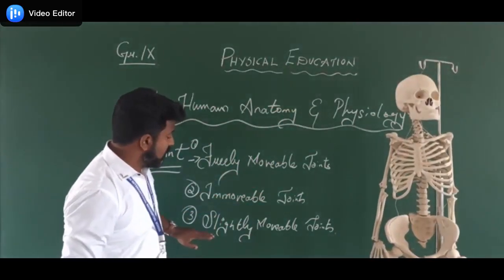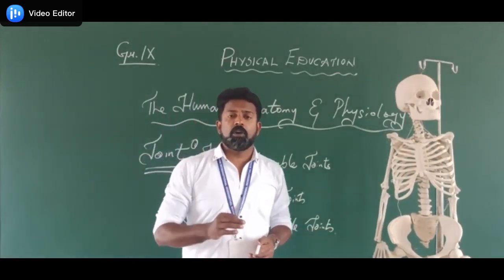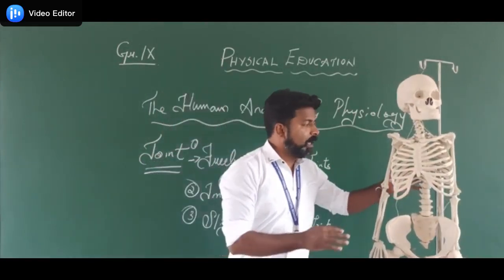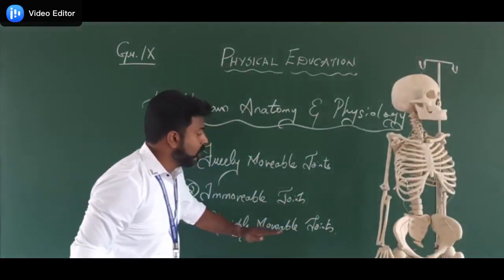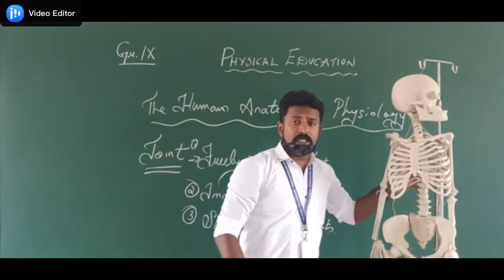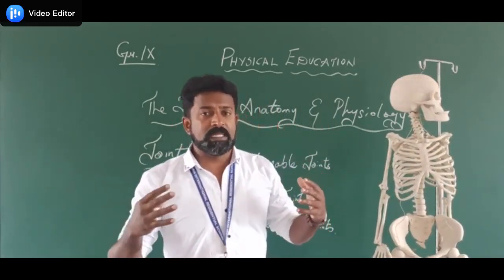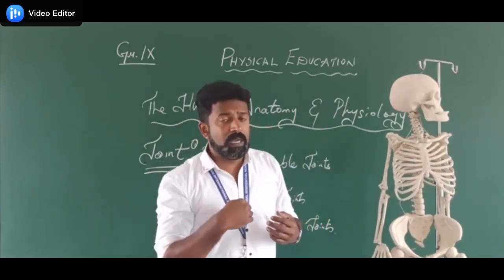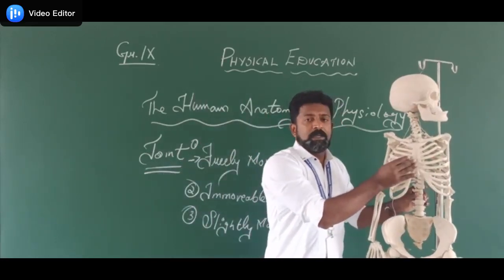And the second comes the slightly movable joint. When I say slightly, it may also be called a partially movable joint. For example, the rib cage can be taken as an example for the slightly movable joint. There is a slight movement in the rib cage because when you inhale oxygen, the lungs automatically expand, because the lungs need space where the oxygen is filled. So at that time there is a slight movement in the rib cage.